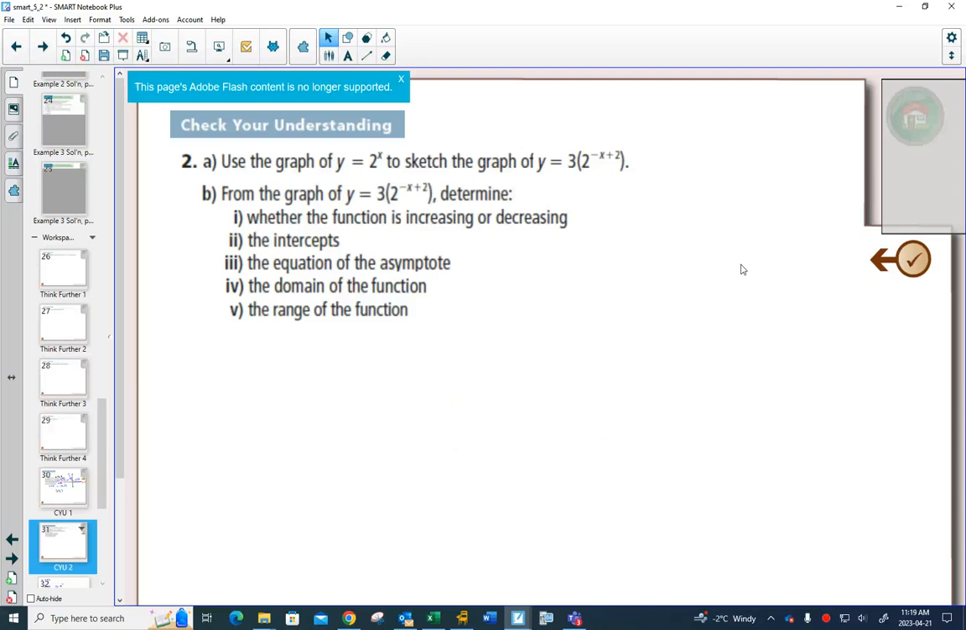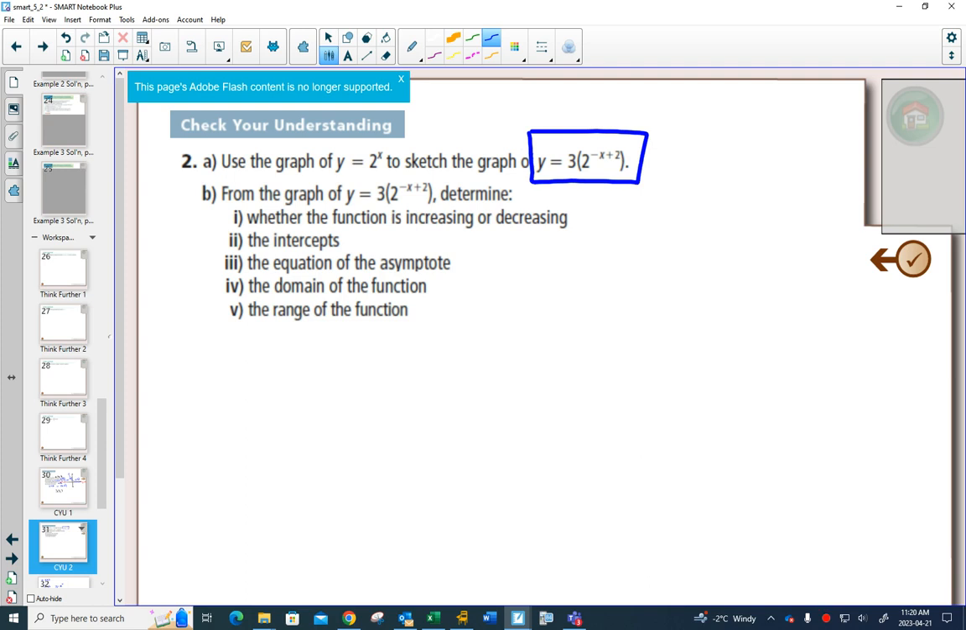And we'll turn to example 2. And example 2 is where the review of transformations really begins. Okay, the question in part A says, use the graph of y equals 2 to the x to graph, we'll put this in blue, y equals 3 times 2 to the negative x plus 2.